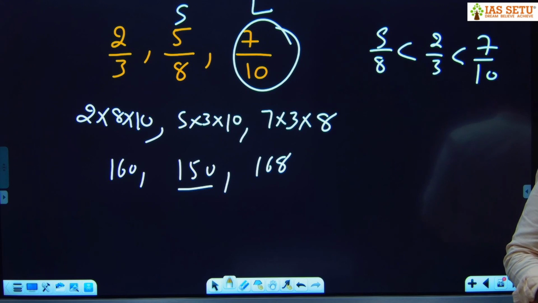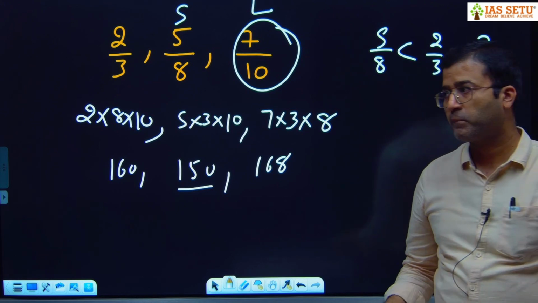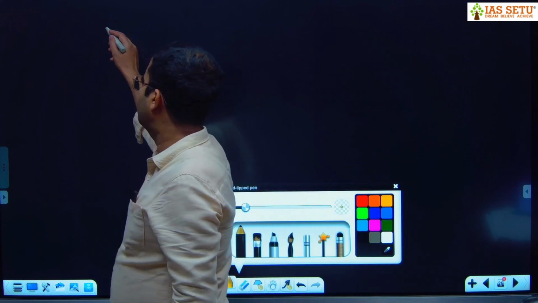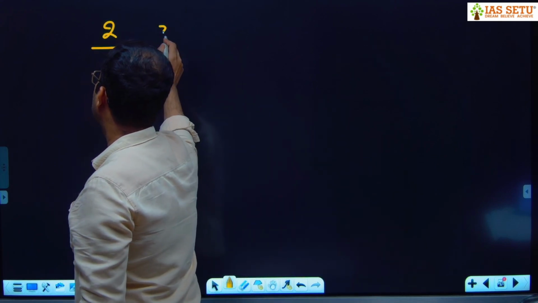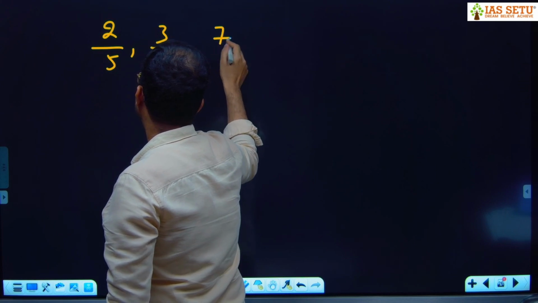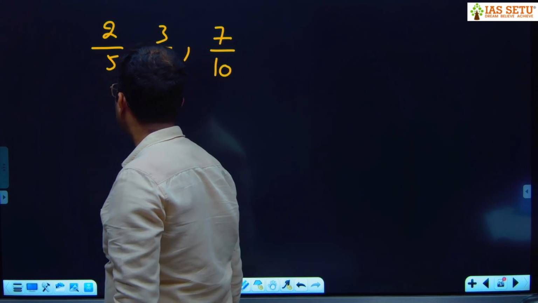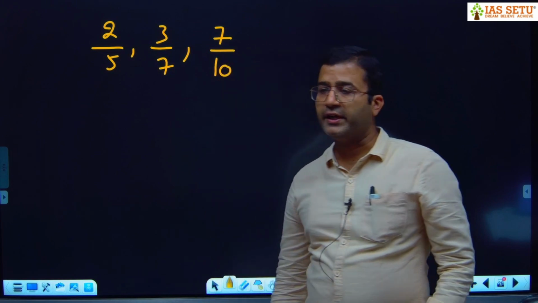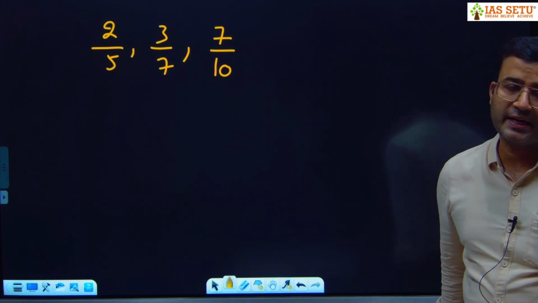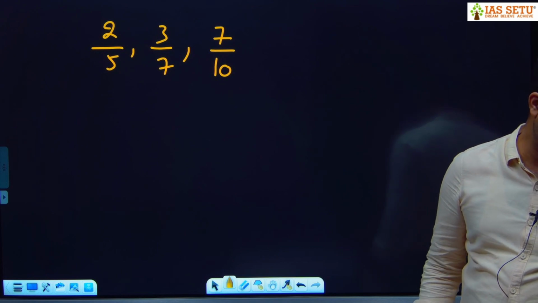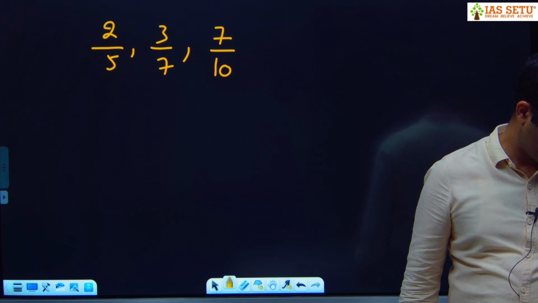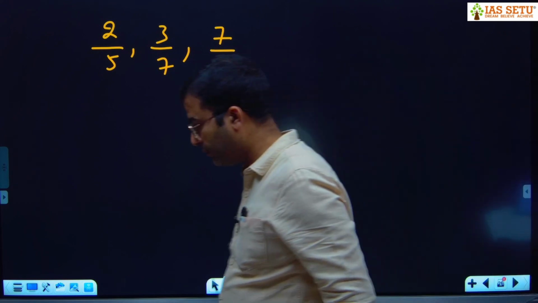Let me ask you a question. Try this. 2 by 5, 3 by 7, 7 by 10. Take your time. Just arrange these fractions in ascending order. Try this question. Try cross multiplication.